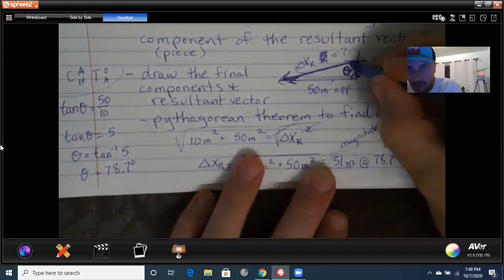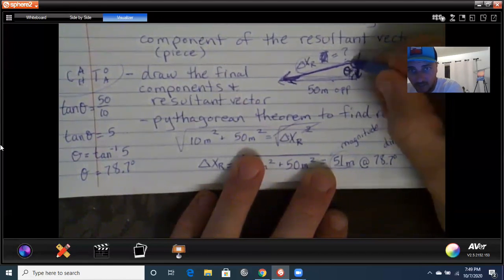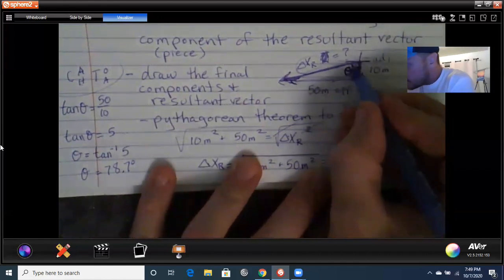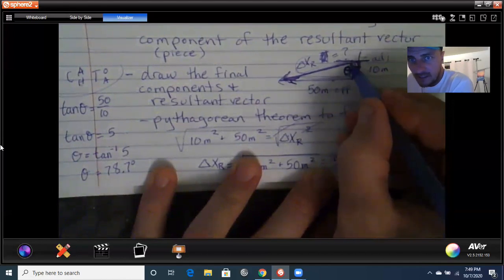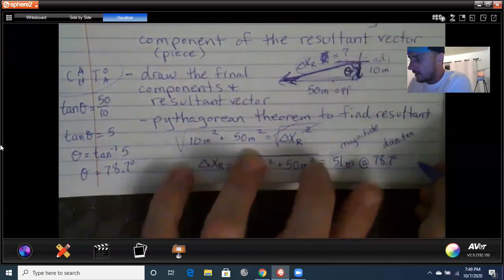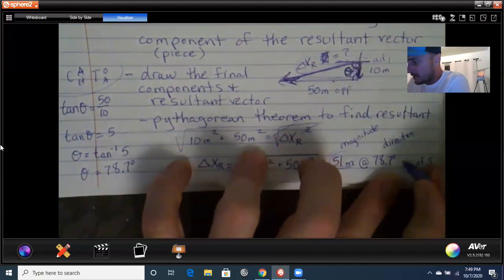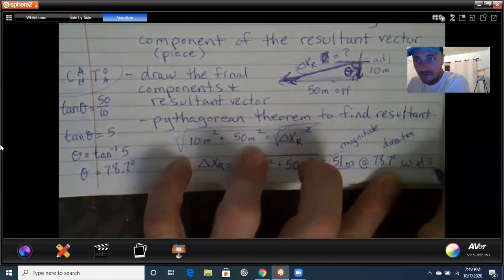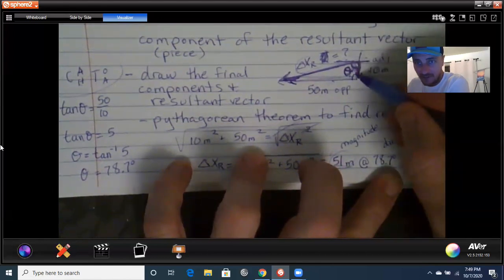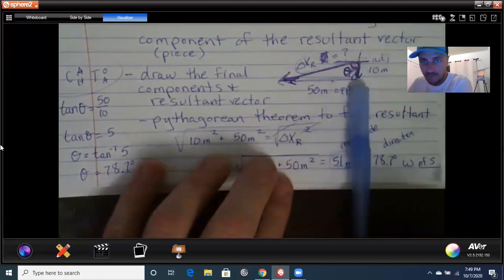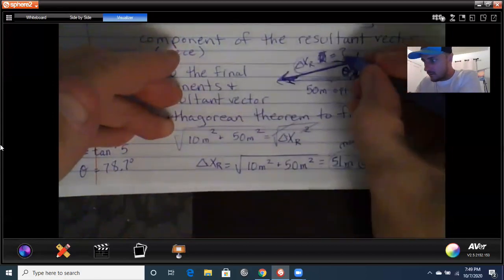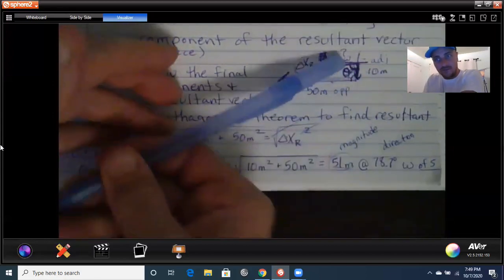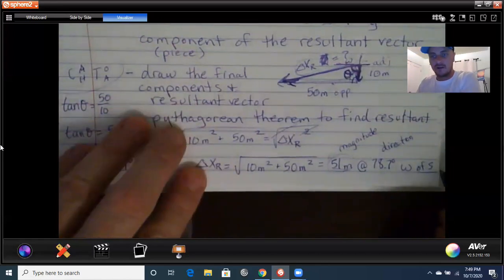Where is the angle touching? The angle is touching the south. The angle is not touching west. There's the west, that's the west part of the axis. The angle doesn't touch the west. It touches the south. So we are of south. We belong to south because the angle touches the south. And how did you have to swing from south? You had to swing to the west, didn't you? So west of south is how that's stated.